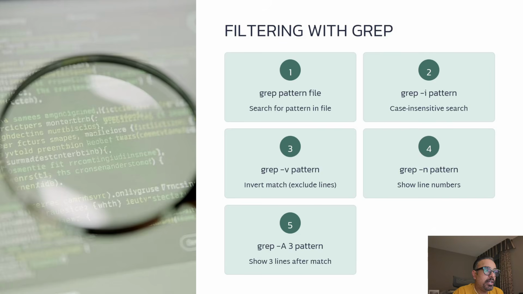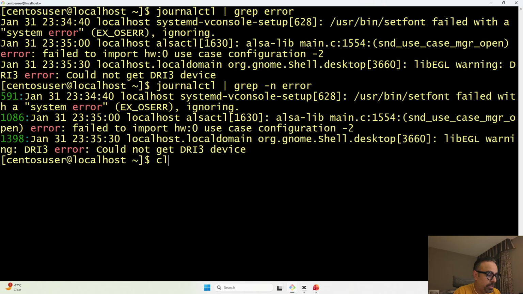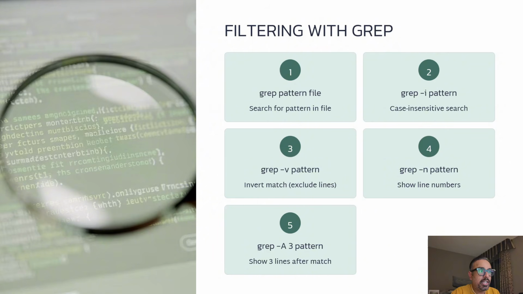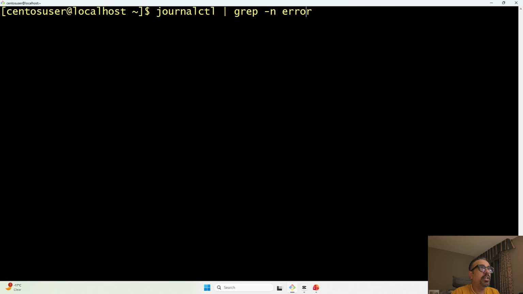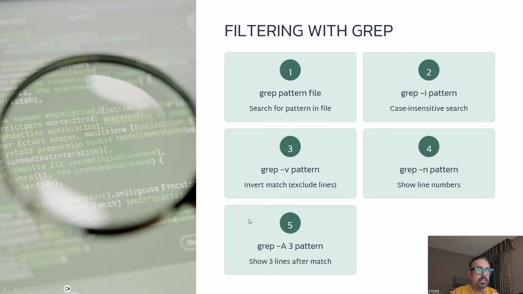Then grep dash A 3 shows the lines after each match. So in the previous command, you will see it is only showing the error line. But when I go ahead and use dash A3, it is going to show 3 lines after each error pattern. So over here, if I say dash A3, enter, see, this is my error, then it will show 3 lines. This is my error, then it will show 3 lines. That is how you can see any trailing entries for the log which has been created in your log file.